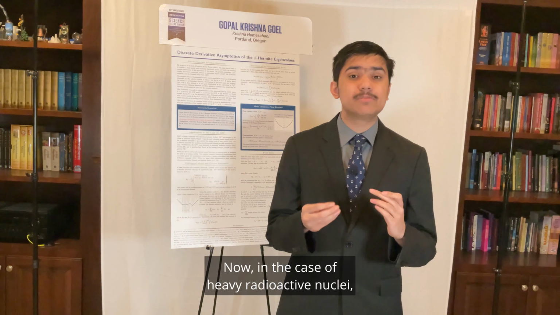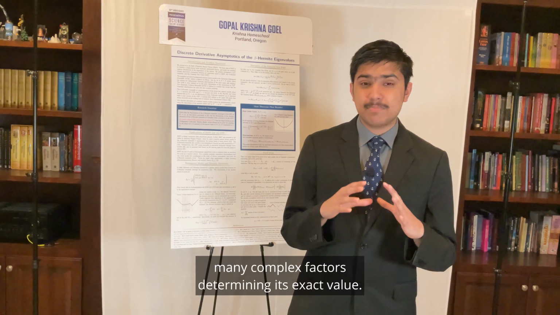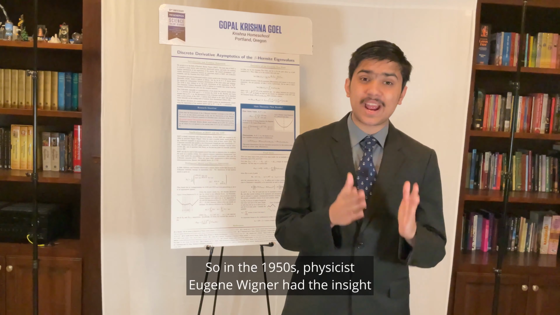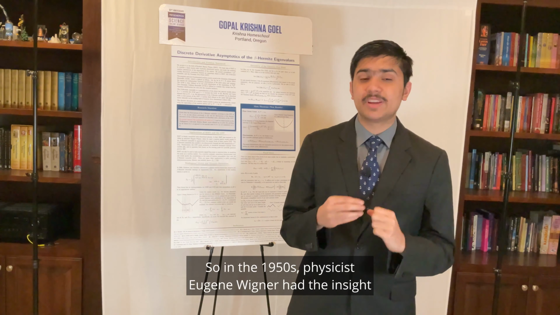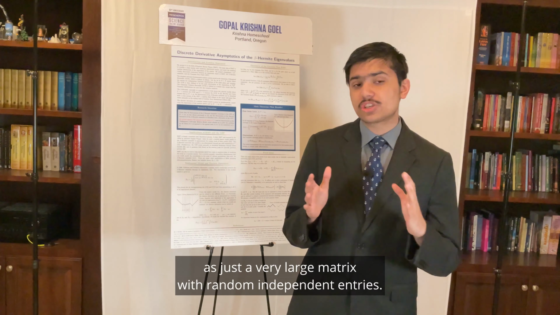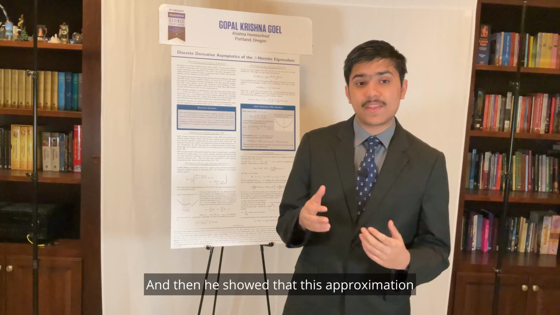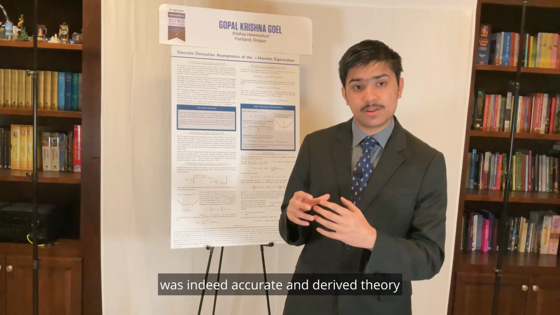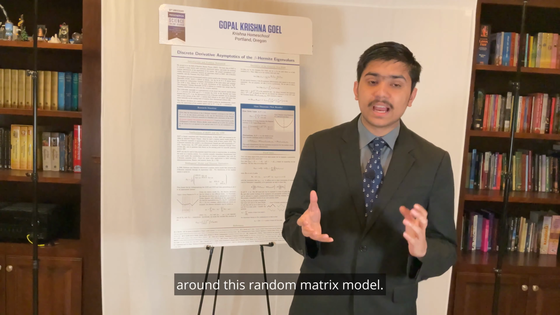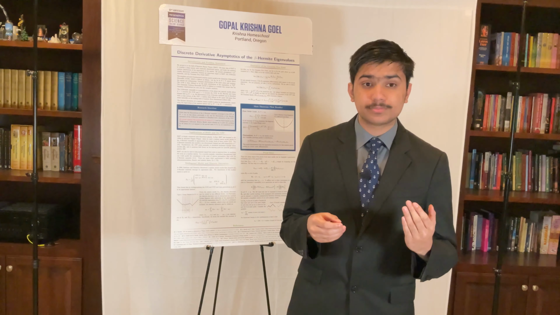Now, in the case of heavy radioactive nuclei, the Hamiltonian can be very large and can have many complex factors determining its exact value. So in the 1950s, physicist Eugene Wigner had the insight that one could try to model this Hamiltonian as just a very large matrix with random independent entries. And then he showed that this approximation was indeed accurate and derived theory around this random matrix model. And this result was the original result that spawned the field of random matrix theory.